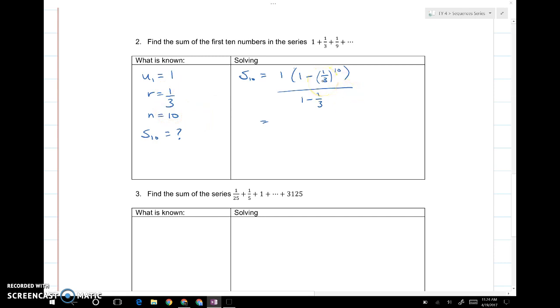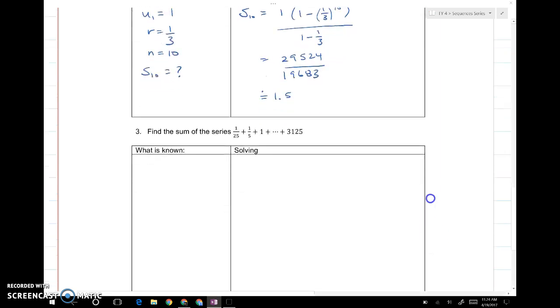When I punch it into my calculator, I get a lovely fraction. That fraction is 29524 over 19683. Now that's pretty ugly. Many of you will want to turn that into a decimal. So remember to go to menu, number, convert to decimal, and you will get 1.5 approximately. Okay, so again, not overly difficult, but it is a matter of you trying to write down what you know and solving the equation appropriately.